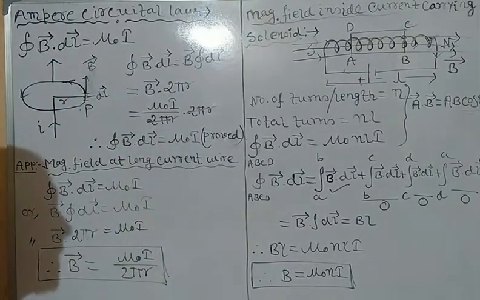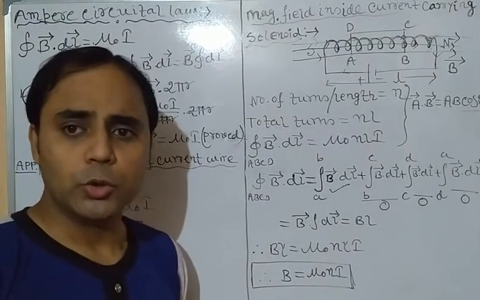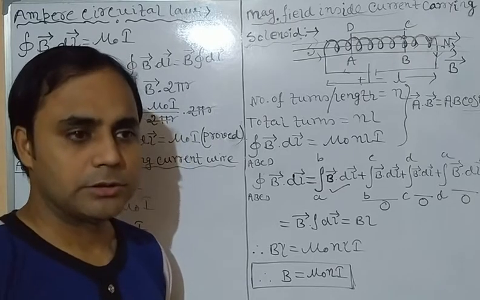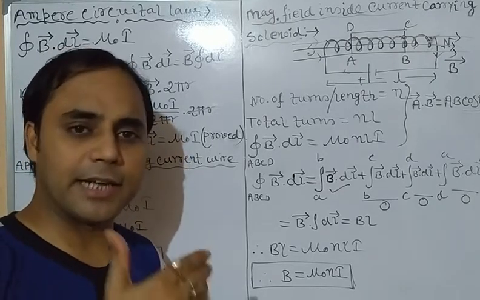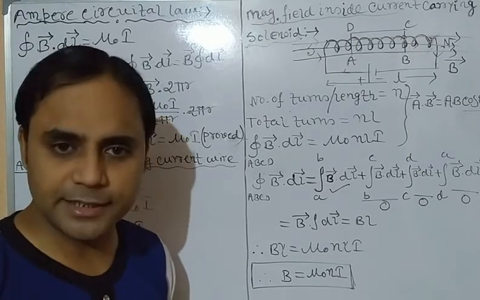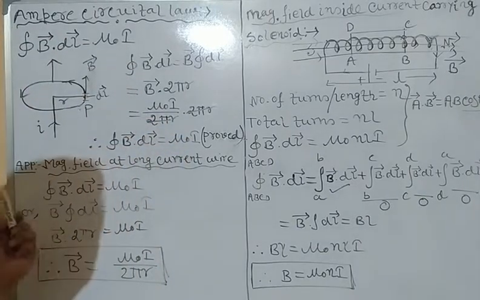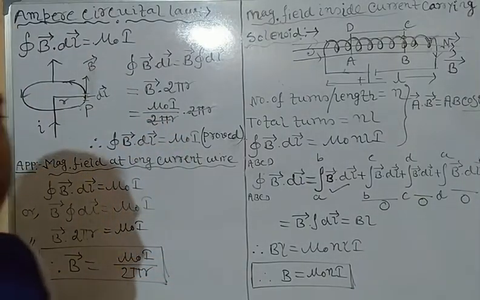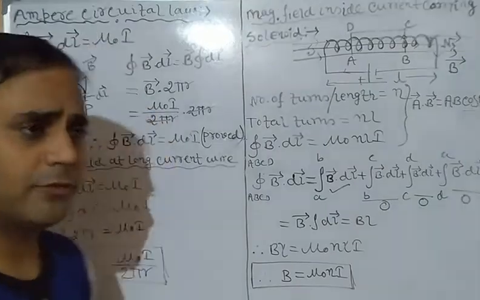Now we will see its application. Using the Biot-Savart law we found the magnetic field due to a straight current carrying conductor, but it was a very complicated way, isn't it? But through Ampere's circuital law it can be calculated in a very easy manner.